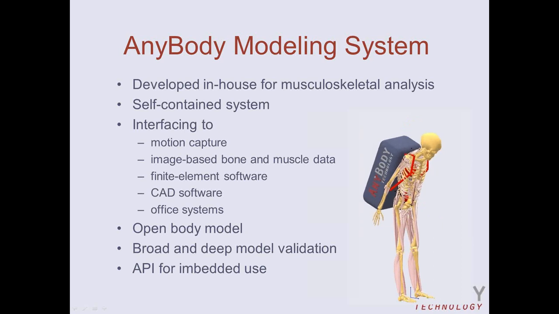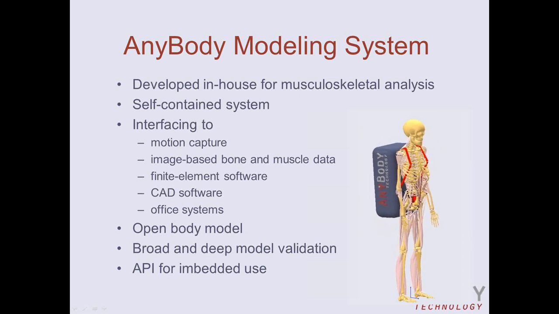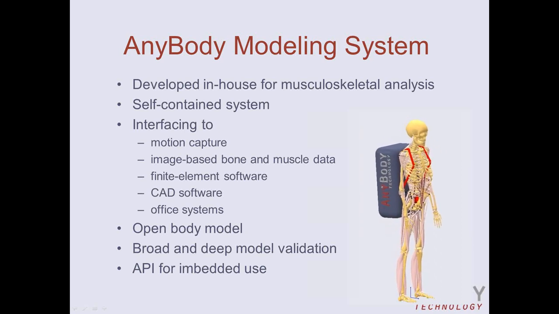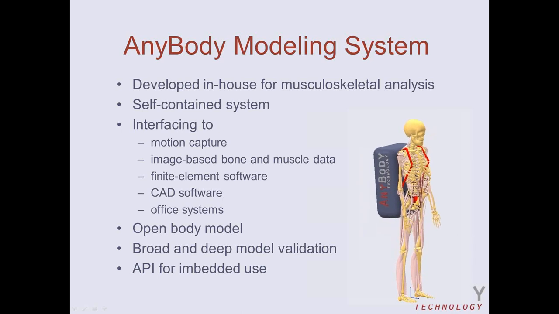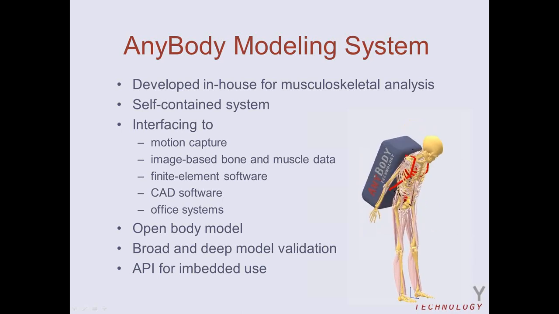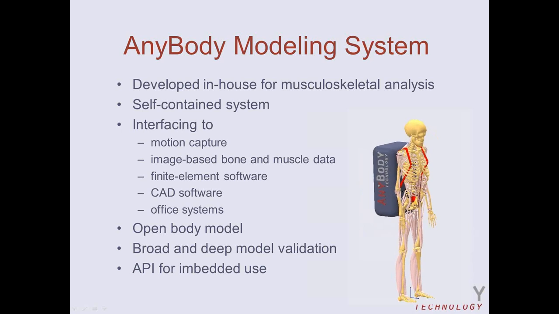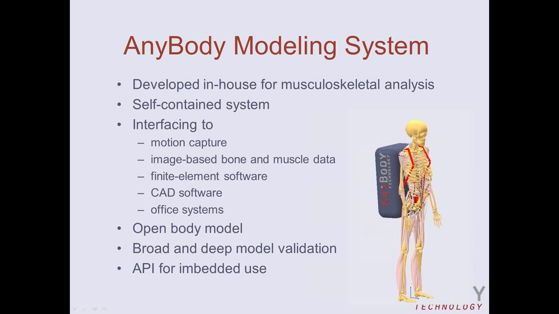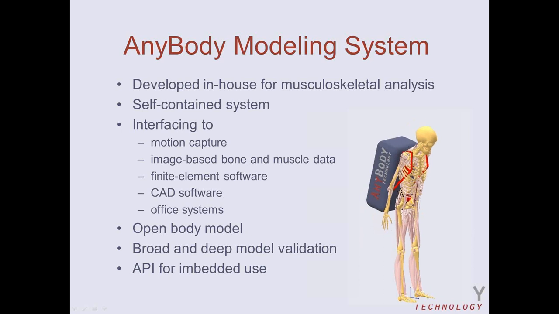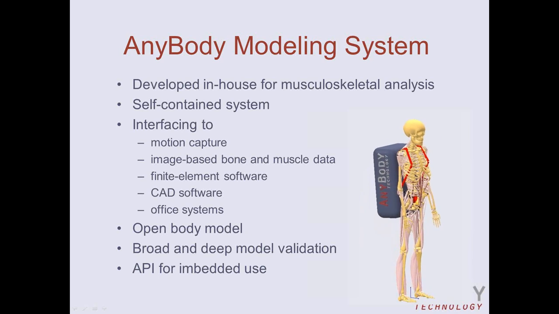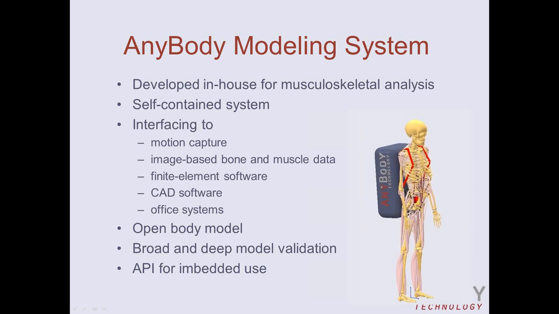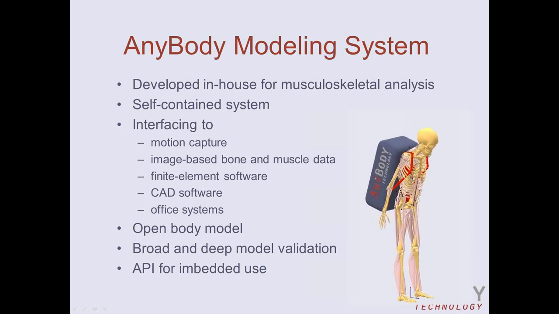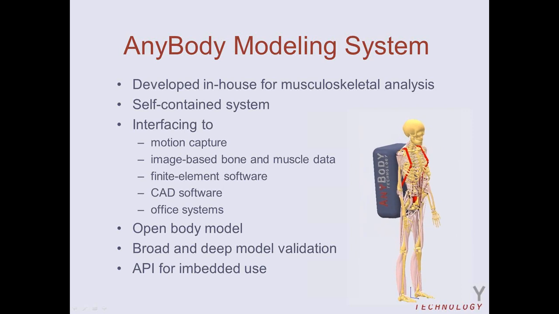The AnyBody modeling system has several types of interface with different kinds of software. You can, for example, import motion data from motion capture systems such as Vicon, Qualisys, and Nexonsense. You can import subject or patient-specific bone geometries from CT scans using segmentation tools like Simpleware and Materialise. You can export boundary conditions into APDL, the ANSYS parametric design language, and Abaqus input decks.